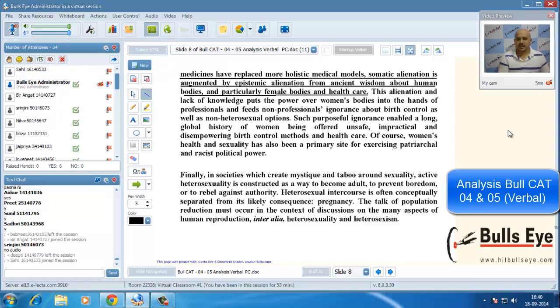What does somatic mean? The meaning of the word somatic. Brilliant, Kashish. Absolutely perfect. Somatic is related to the body. Epistemic. Related to the subject of epistemology. What does epistemic mean? It's related to the subject of epistemology.